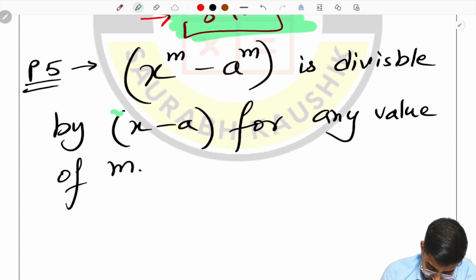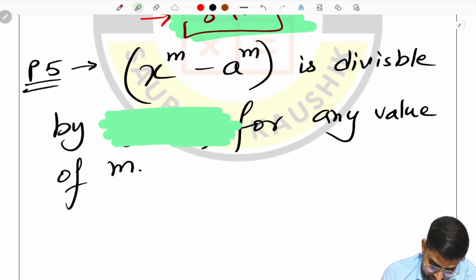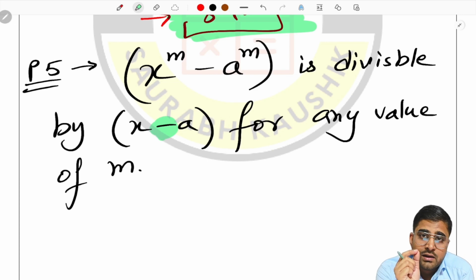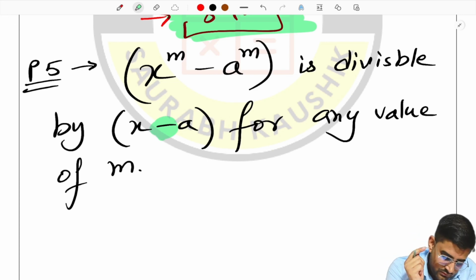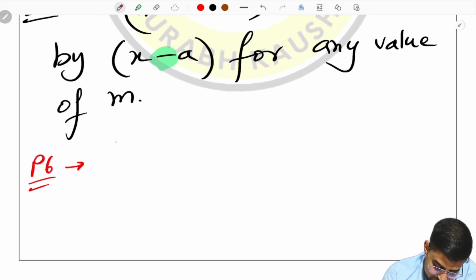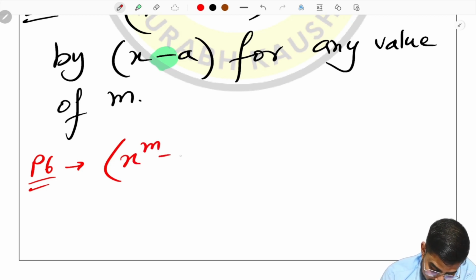Just remember, for negative, if there is negative when we are taking the difference, please remember that. Why am I saying so? Now get the second one, p6. Similar, just I am writing the exception, the difference between the two properties, what you have to take care of.